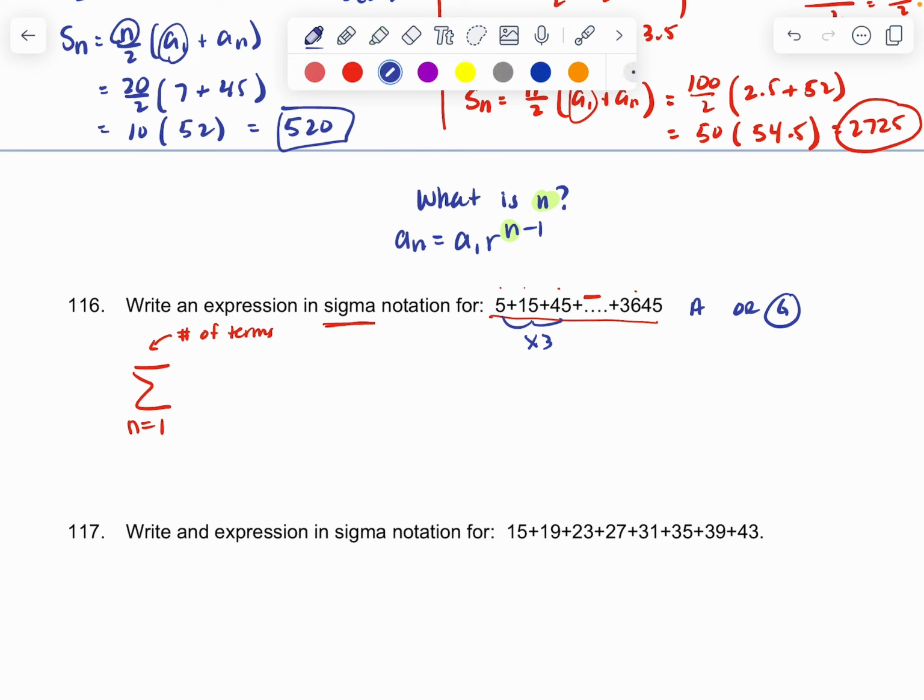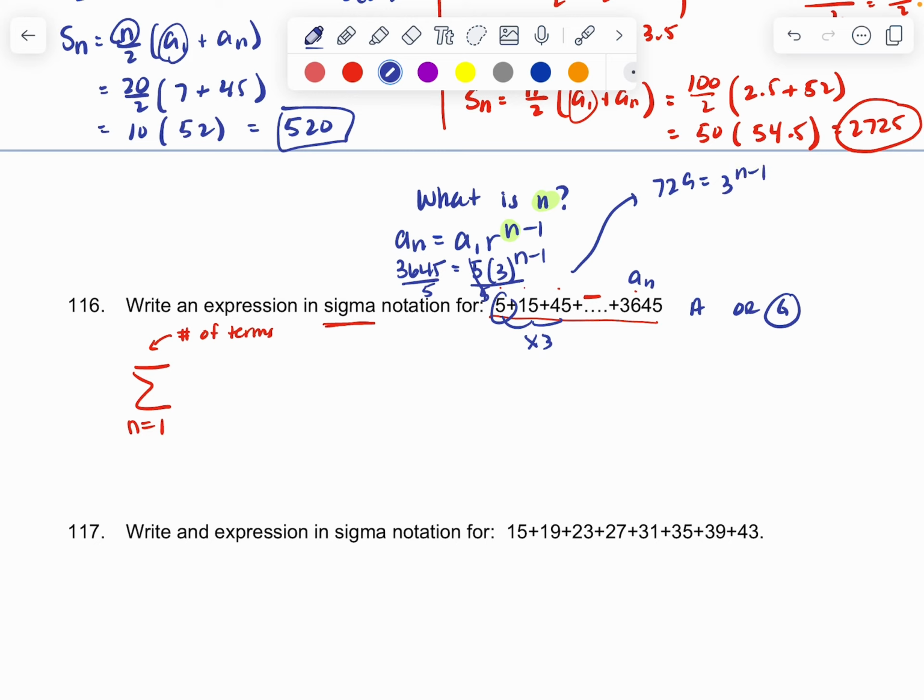The a sub n is my last term, which is 3,645. The a sub 1 is the first term, which is 5. The ratio is 3, and then to the n minus 1. Now, if I want to solve this, I can divide both sides by 5. 3,645 divided by 5 is 729. So 729 equals 3 to the n minus 1.